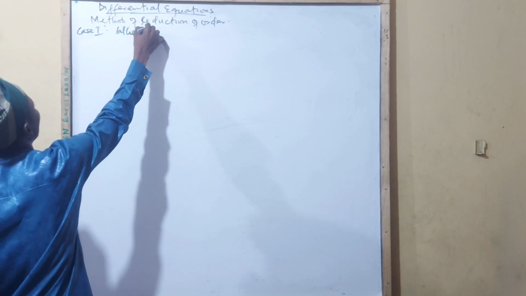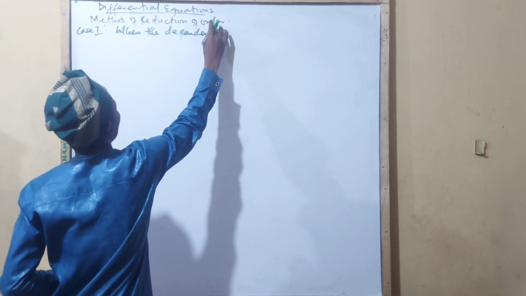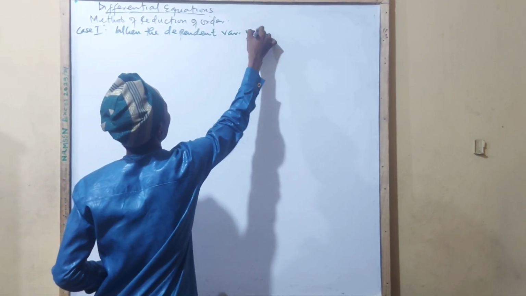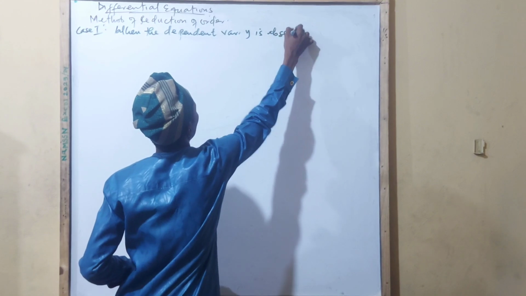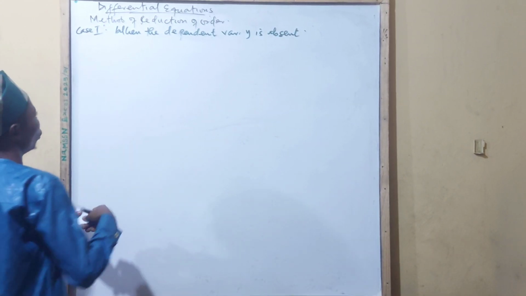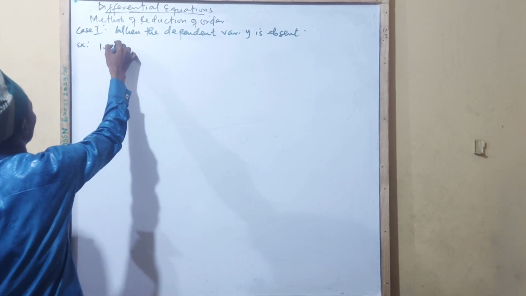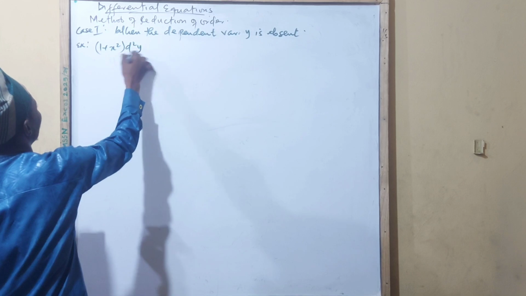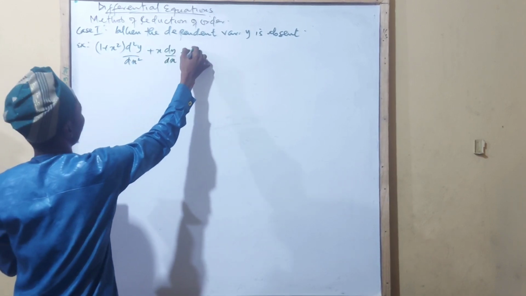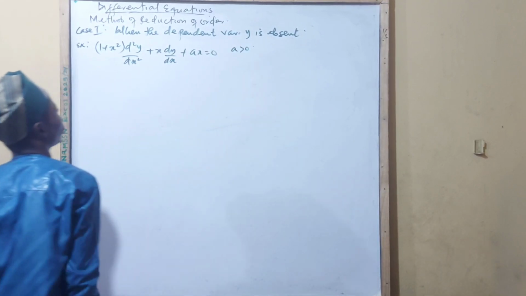when the dependent variable y is absent. That is, there are some differential equations where y will not be there. So for example, let's try to solve (1 plus x squared) d squared y/dx squared plus x dy/dx plus ax equals 0, where a is greater than 0.